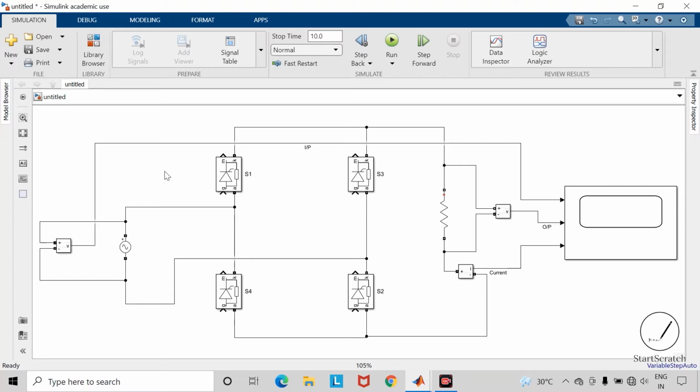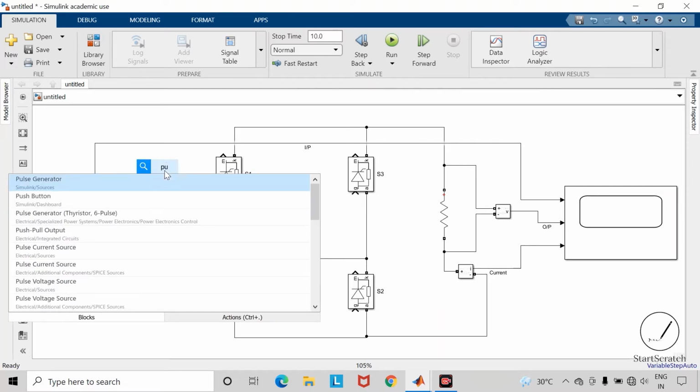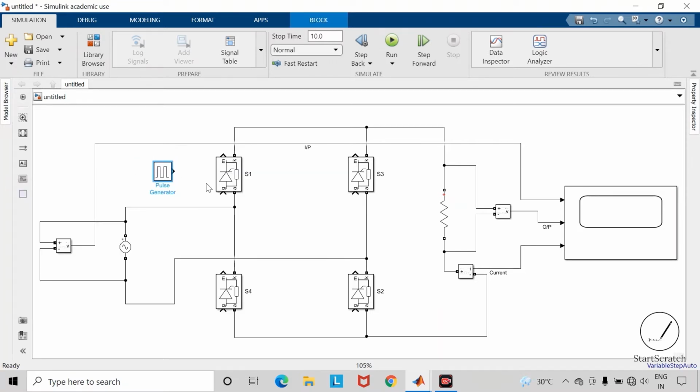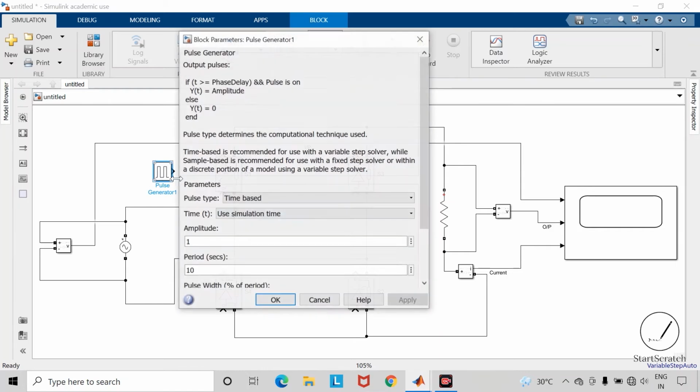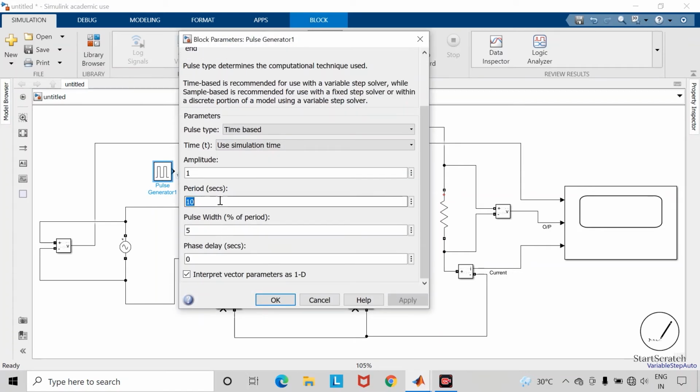Now let us take pulse generator block. You can rename this block as well. Open this block and change the period to 20 milliseconds, or you can write it as 1 by 50 Hz. We will initially consider the firing angle as 0 degree, so no need to change this phase delay, and we will keep this pulse width and amplitude as it is.